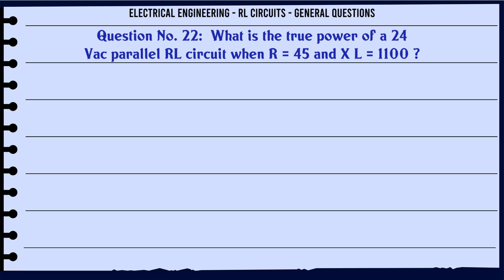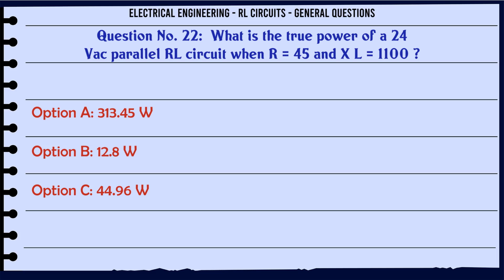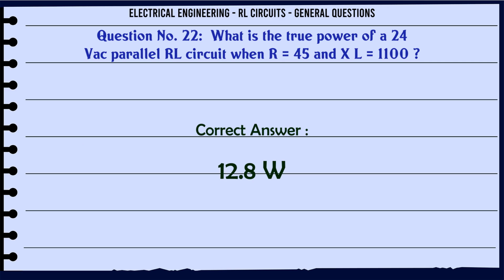What is the true power of a 24V parallel RL circuit when R = 45 and XL = 1100? A. 313.45 watts, B. 12.8 watts, C. 44.96 watts, D. 22.3 watts. The correct answer is 12.8 watts.